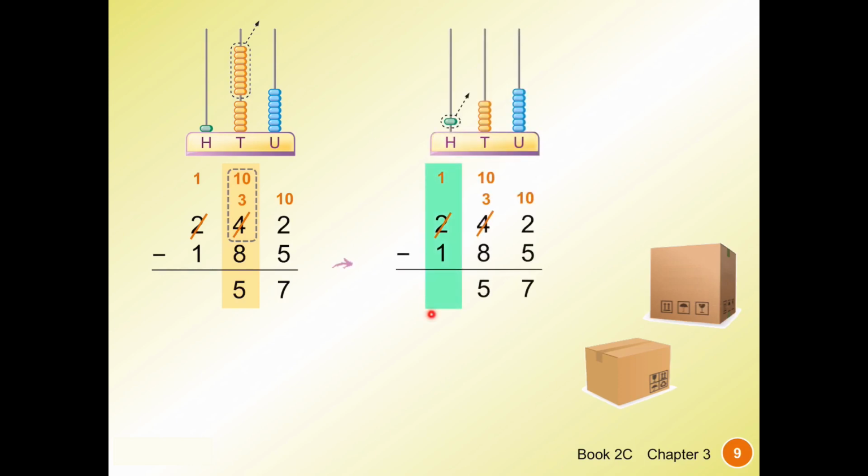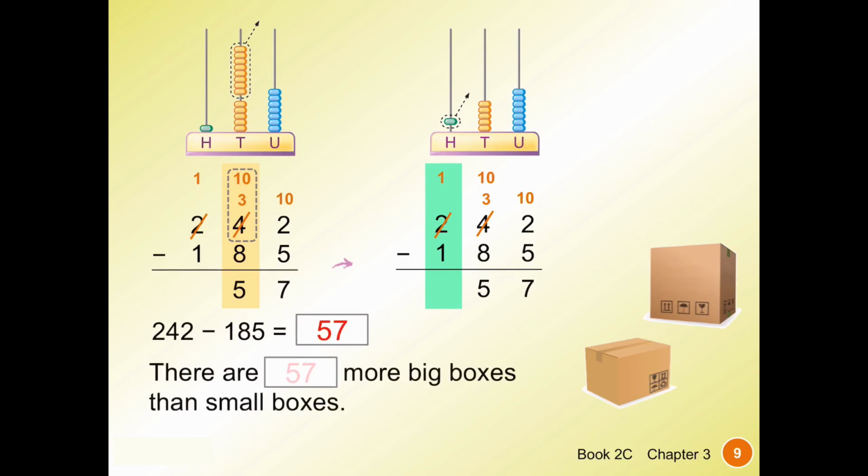And then we'll move on to the hundreds place. We no longer have the digit 2 in the number on top. We are only left with the digit 1. 1 minus 1, 0. And we do not need to write the 0 in the hundreds place. So the answer would be 57. There are 57 more big boxes than small boxes.